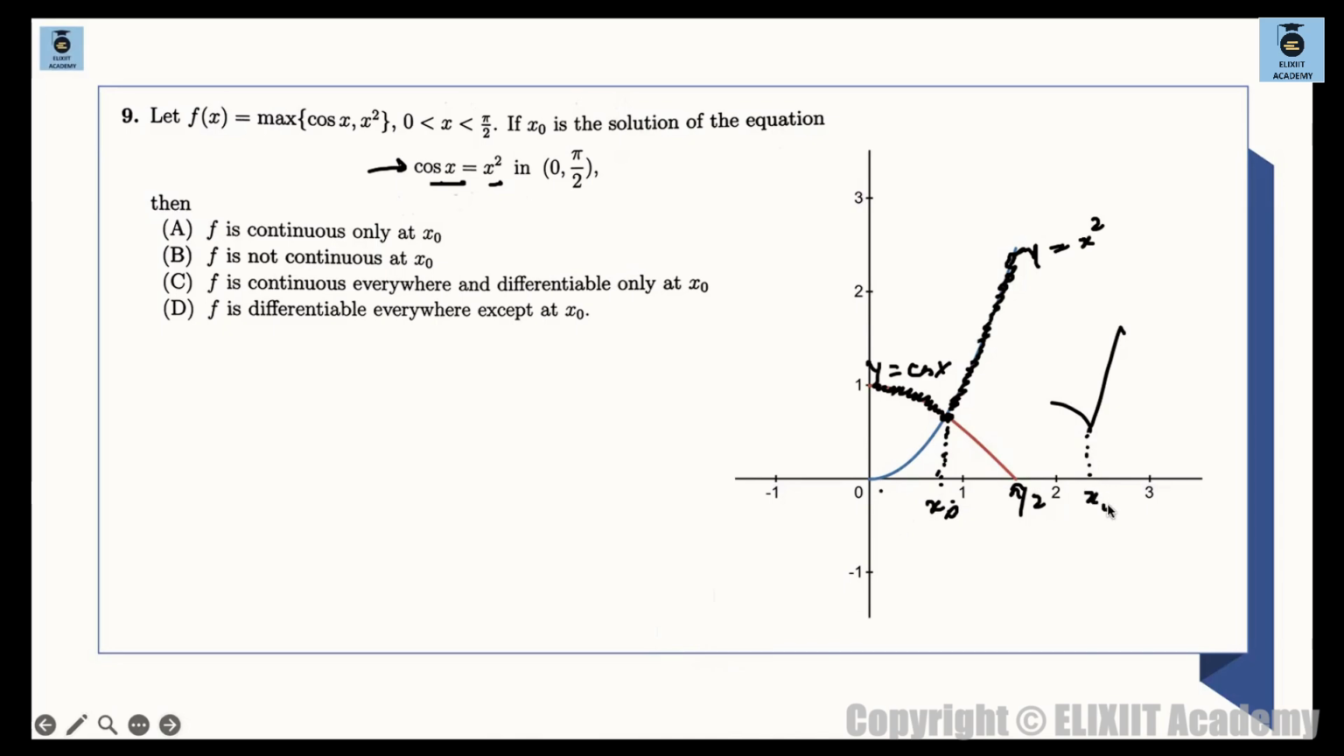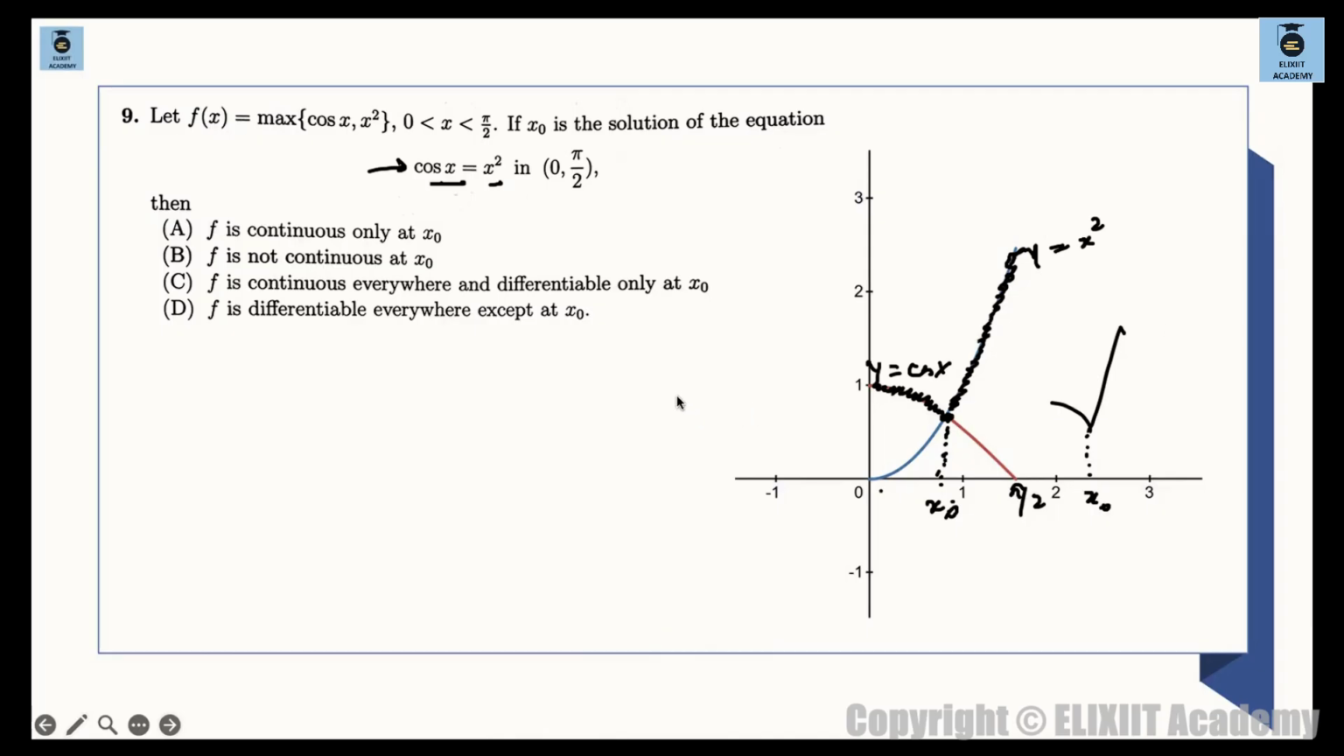Now the question is, ये जो point है, this point is x naught. Question is whether function is continuous or differentiable at x naught or not. So clearly the function is continuous at x naught. Break point तो है नहीं. Function is clearly continuous at x naught. F के बारे में बोलना है ना, we need to comment on F. So graph is not having a breakpoint. मतलब क्या है? Continuous है.